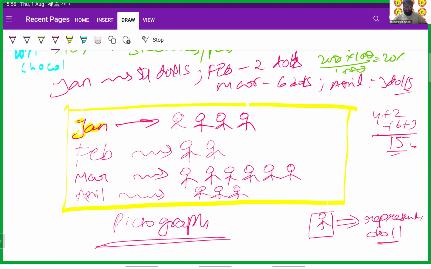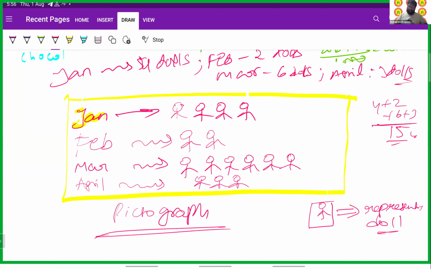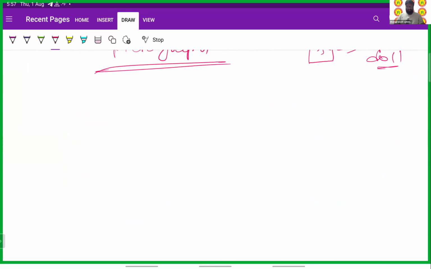Next, we are done with pictograph, bar graph, and multiple bar graphs also we discussed. Pie chart also we discussed. Now histogram, let's discuss histogram. Line graph is also given, right?